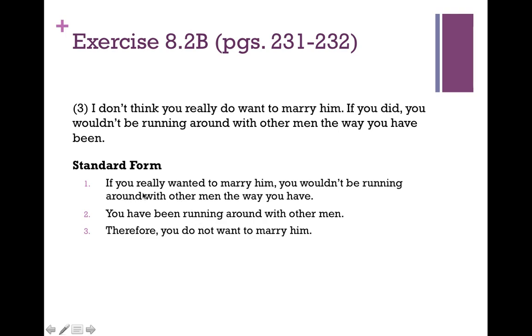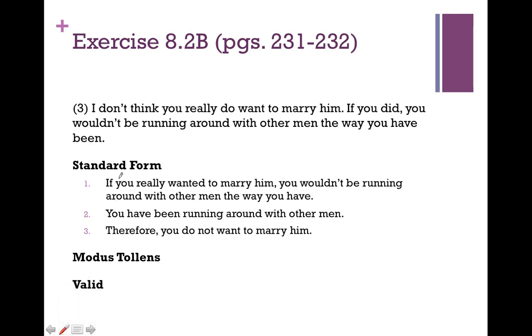So here's the argument. If you really wanted to marry him, you wouldn't be running around with other men the way you have. You have been running around with men. Therefore, you do not want to marry him. And this argument is an example of modus tollens, and therefore it is valid. Now you might ask, why is it an example of modus tollens?